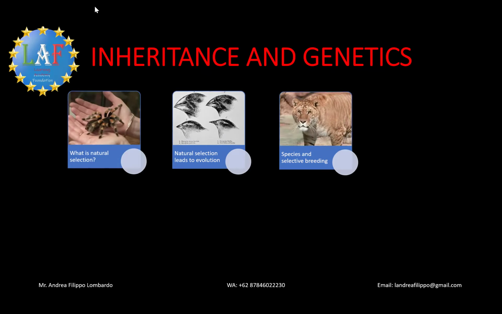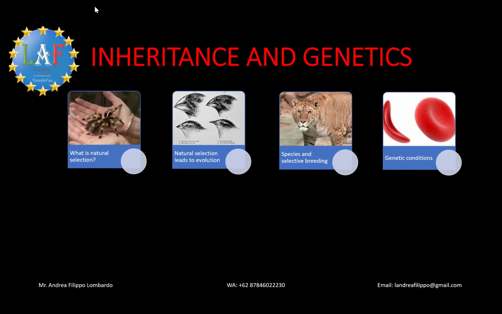Selective breeding is when organisms are deliberately bred so their offspring have the desirable characteristics. And also that genetic conditions are passed from parents to their children, so students will learn about conditions that are inherited, such as sickle cell disorder and cystic fibrosis.